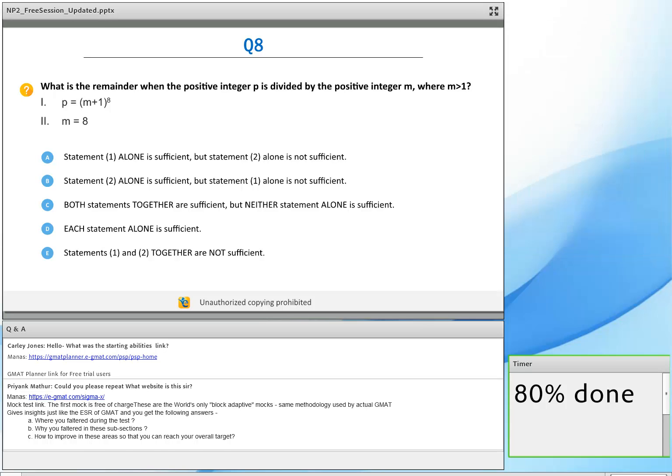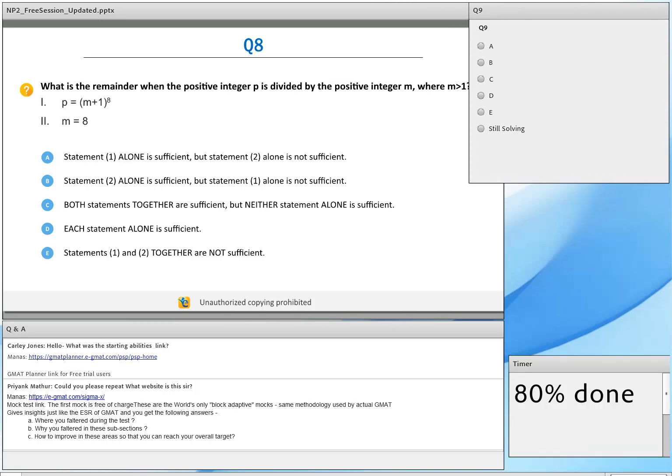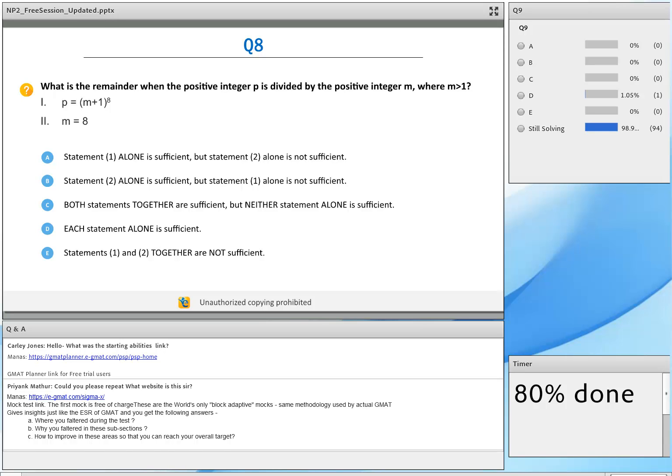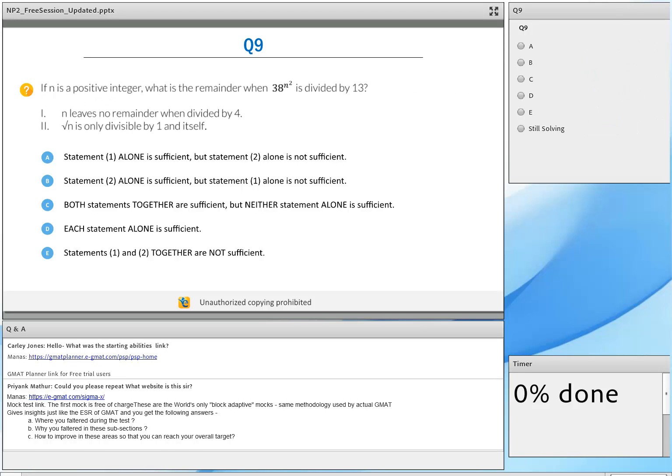All right. So we're going to go to the next question, and I want you to again select still solving. Select still solving before I show the next question. All right, let's get to 120 people saying still solving before we do that. I'm going to clear the timer. All right, I have 120 people. Here is your next question. This is question 9.